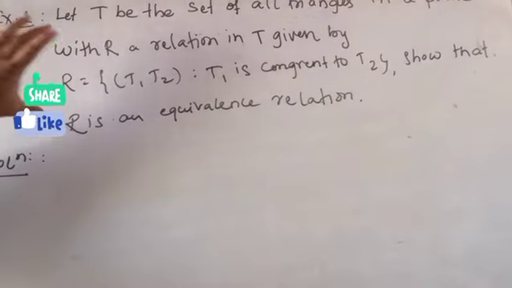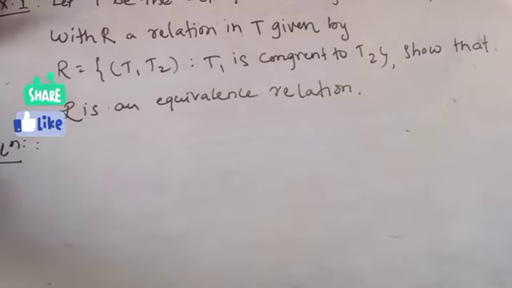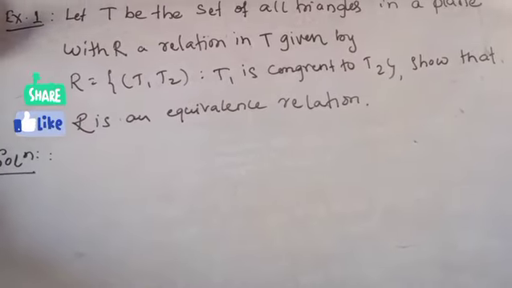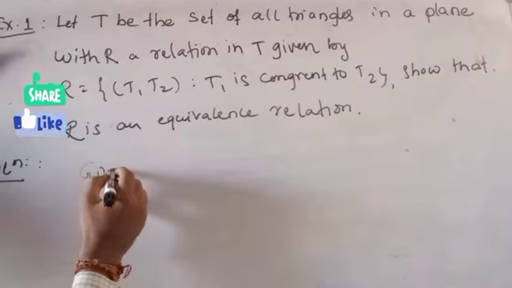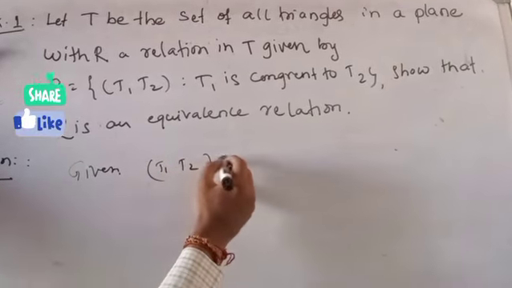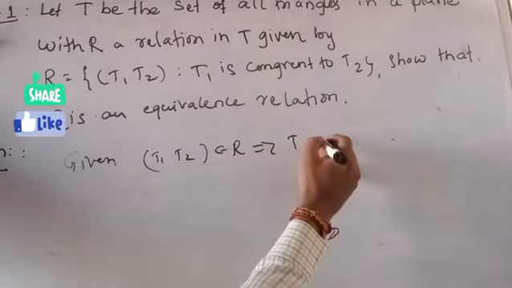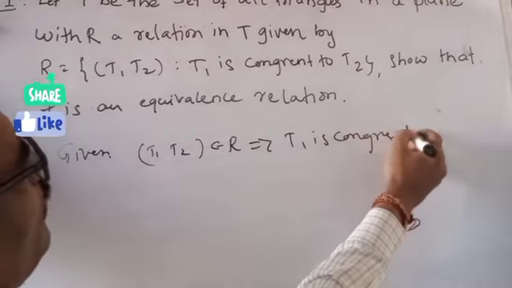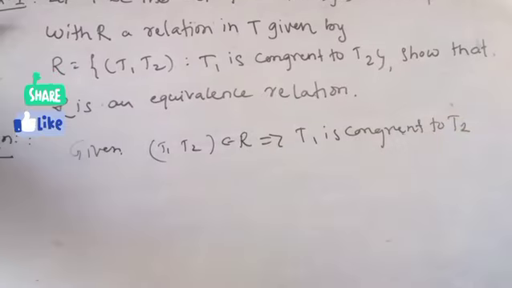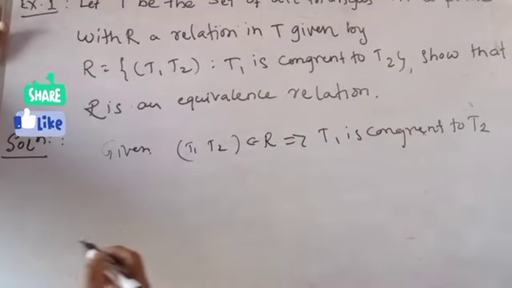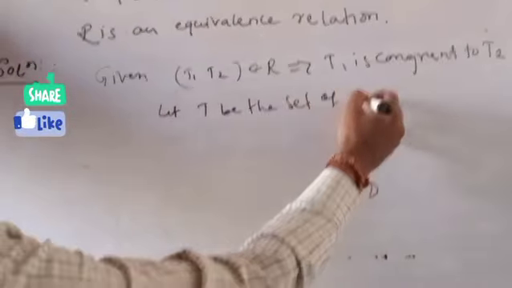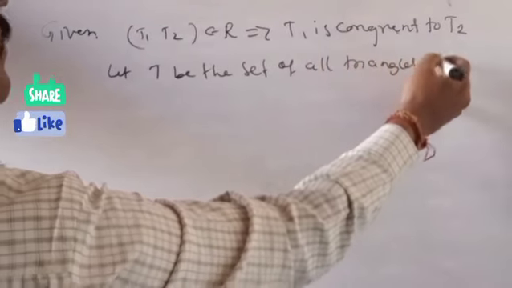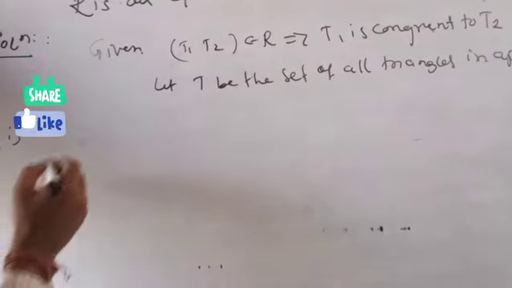In order to show an equivalence relation, we should have three properties: first, the reflexive relation; second, the symmetric relation; and third, the transitive relation. So here, given (T1, T2) belongs to R implies T1 is congruent to T2. Let T be the set of all triangles in a plane.